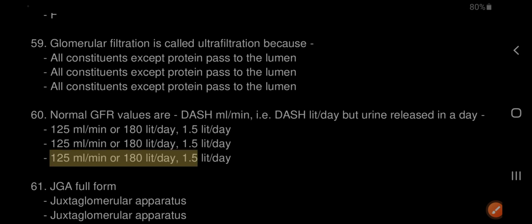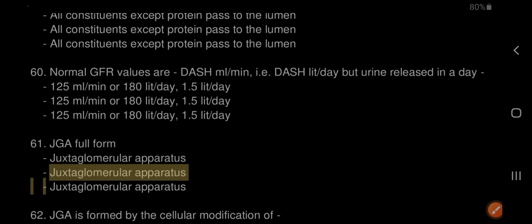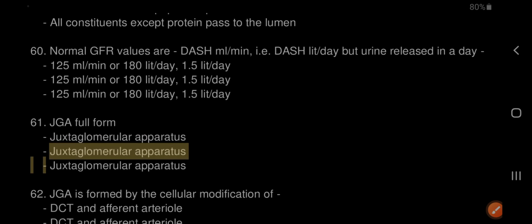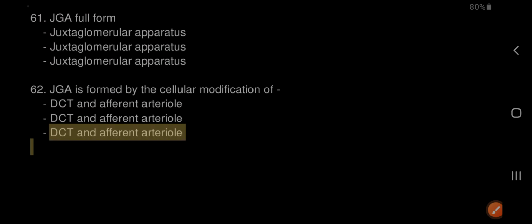61. JGA full form: juxtaglomerular apparatus. 62. JGA is formed by the cellular modification of DCT and afferent arteriole.